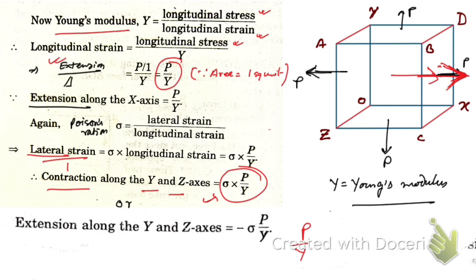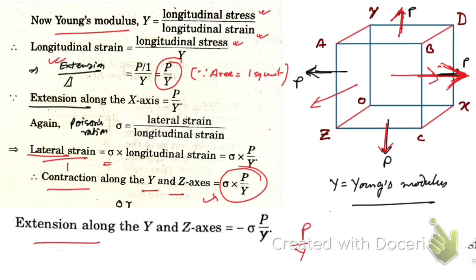When you apply this P from outward in this y and z direction, okay, z direction is this one, then what will happen? This results in contraction along the y-axis. So here, though we have written extension, here you see.